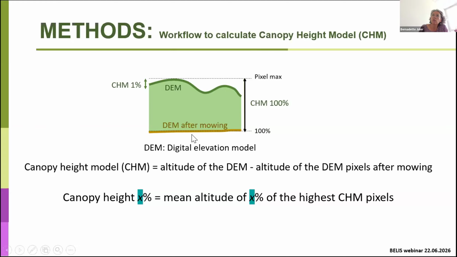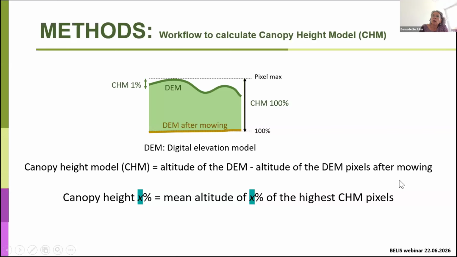We are on the forage crop. So this is a basis, or the basic line, I would say. For the calculation of the canopy height model, we use the altitude of the DEM minus the altitude of the DEM just after mowing.